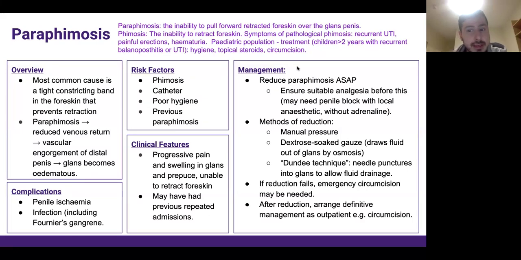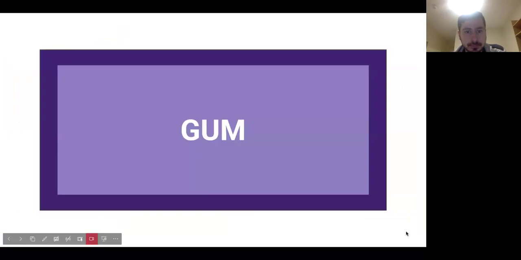Analgesia with possibly a penile block needs to be used, and you can try and reduce it manually, but mostly you'll need a dextrose-soaked gauze because there's dextrose inside it. Fluid will be drawn out of the glans by osmosis, and you can also puncture needles into the glans to drain the fluid. If none of this works, an emergency circumcision will be needed. But regardless, even if you haven't circumcised them acutely, in the long term, to prevent that happening again, you will need to do a circumcision.